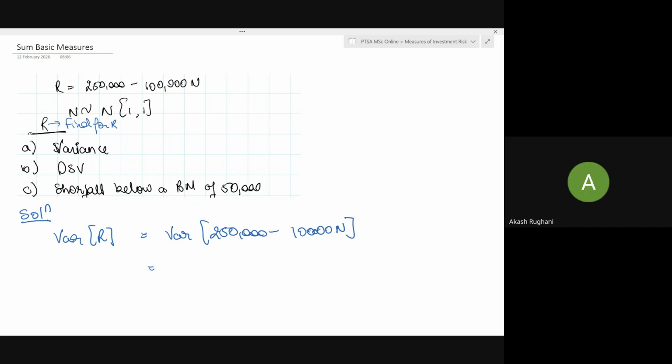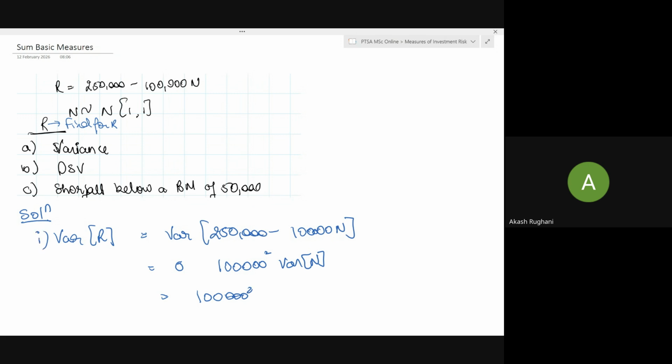What happens to the variance of a constant, Riya? 0. Very good. 2,50,000 is a constant. It doesn't have any variation, so the variance of 2,50,000 will be 0. And 1 lakh will come out as a square, and the variance of n. Minus 1 lakh squared, so it will become positive: 1 lakh squared times the variance of n. What will be the variance of n, Riya? 1. It's given as a normal distribution, so the variance of n will be 1.